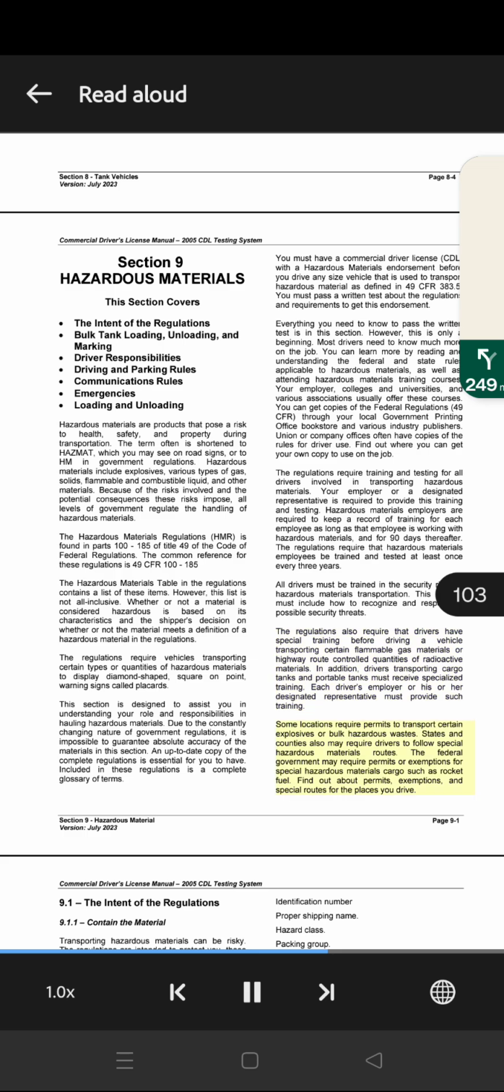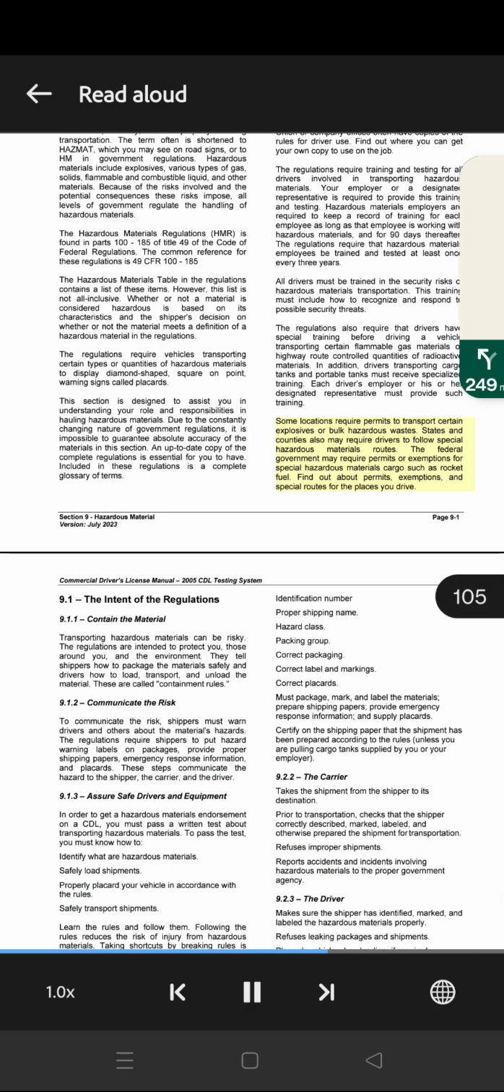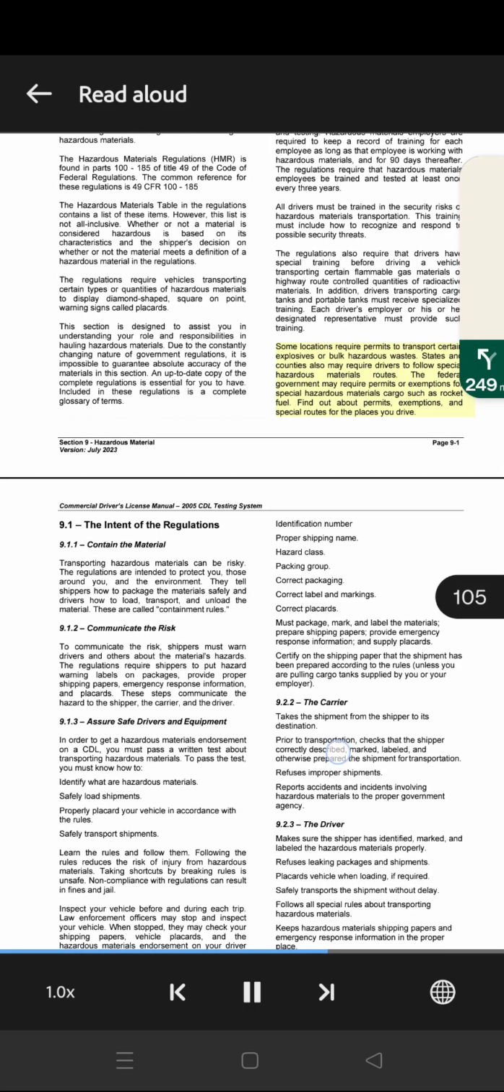Some locations require permits to transport certain explosives or bulk hazardous wastes. States and counties also may require drivers to follow special hazardous materials routes. The federal government may require permits or exemptions for special hazardous materials cargo such as rocket fuel. Find out about permits, exemptions, and special routes for the places you drive.